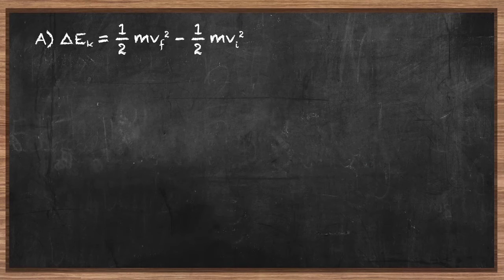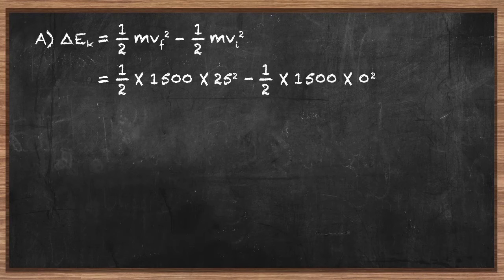Part A. The change in kinetic energy is equal to the final kinetic energy minus the initial kinetic energy. That is 1/2 times the mass, 1,500 kilograms, times its final speed, 25 meters per second, squared. The initial kinetic energy is 0 because the car started from rest. The change in kinetic energy is equal to 47,000 joules.